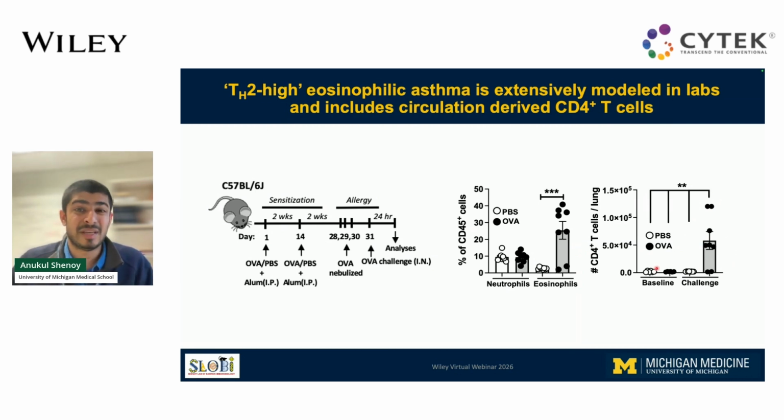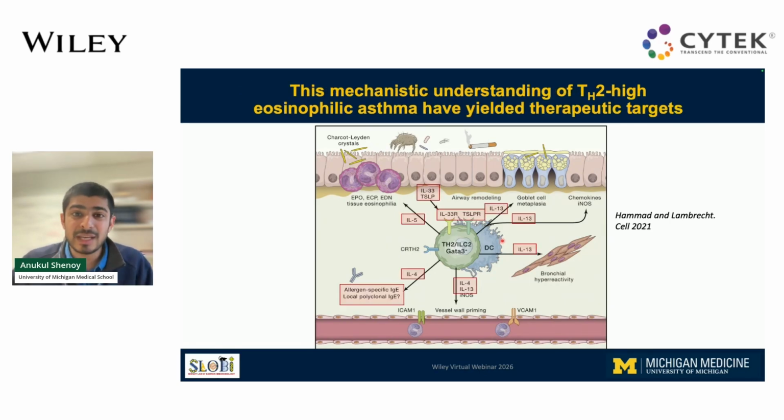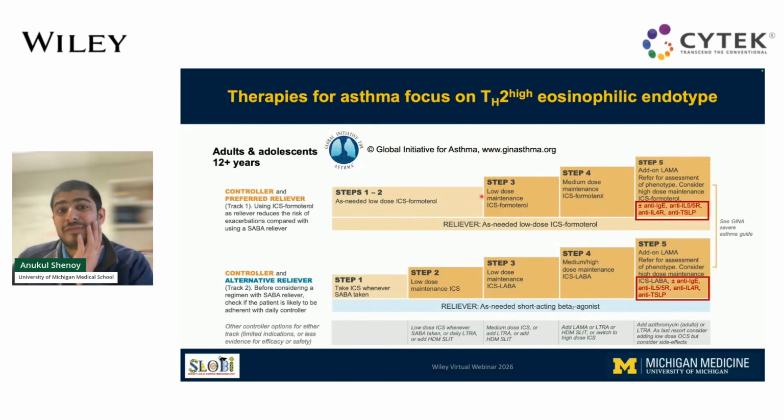Such models have been very useful for us to understand very basic concepts and molecular mechanisms that drive asthma. And many of these molecules are currently targeted in the clinic with great success in helping treat eosinophilic asthma. In fact, if you go to the Global Initiative for Asthma recommendations, you can very clearly see many of these Th2 related discoveries that were made with mouse models are now targeted even in the clinic.